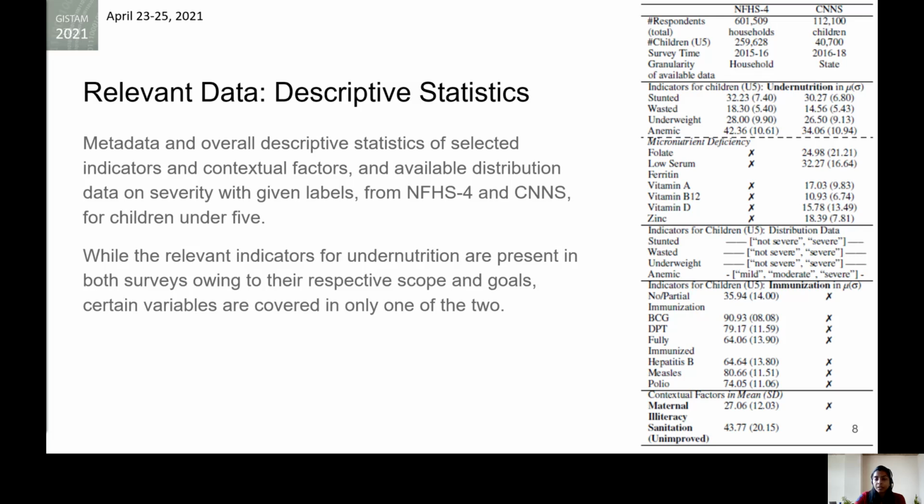We look at the metadata and the overall descriptive statistics, that is mean and standard deviation, within the corresponding respondents of selected indicators and contextual factors, and available distribution data on severity within given labels from NFHS4 and CNNS for children under 5. We observed that the statistical descriptors of stunting, underweight, and wasting are comparable.